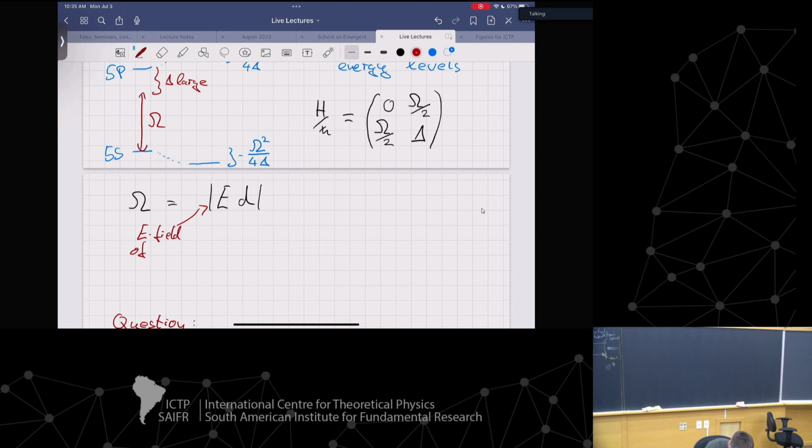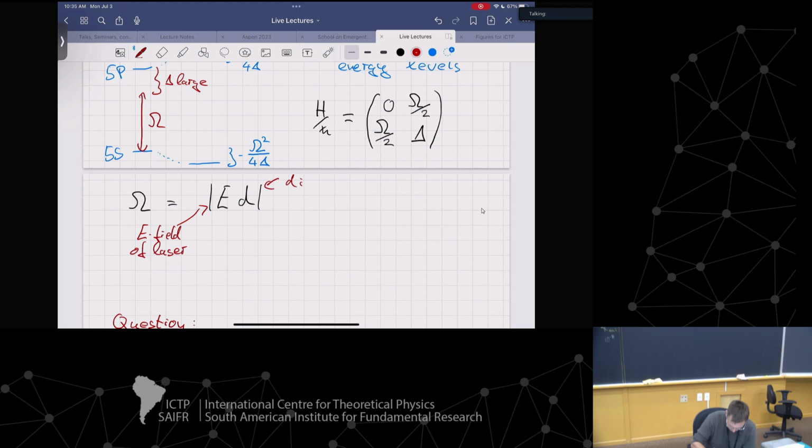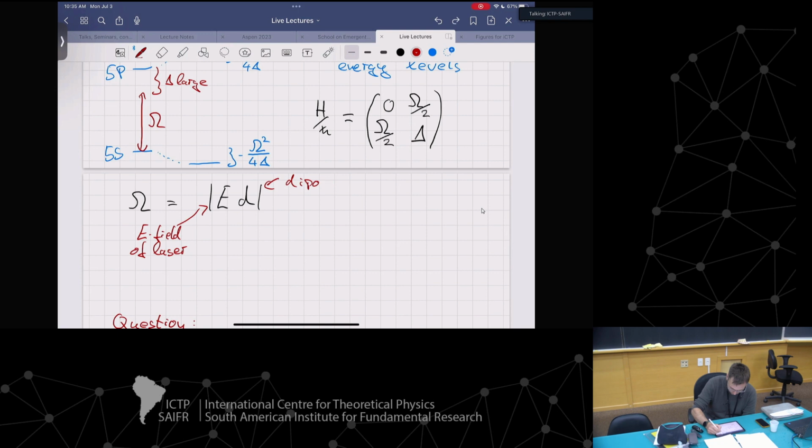And this is the dipole, or I always like to call it the transition dipole element. Basically, this is a quantity that characterizes how strongly the atom likes to couple to light, or to the E field. And then, to get units right, there's probably also an H bar here. So this is the Rabi frequency. It's related to the dipole transition element and the electric field of a laser beam.